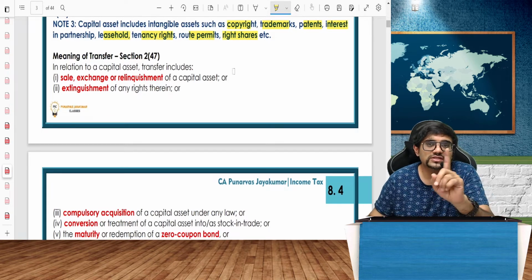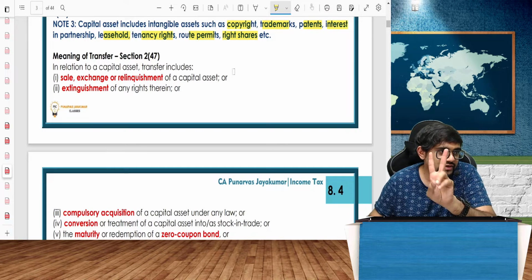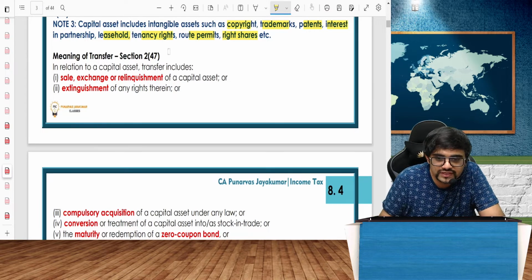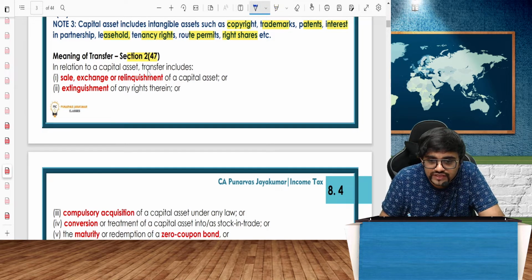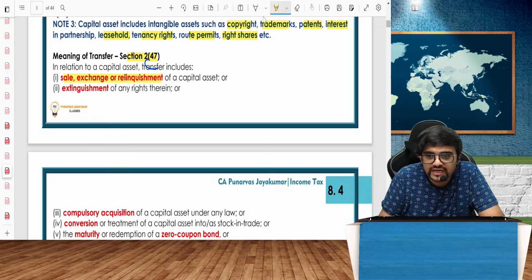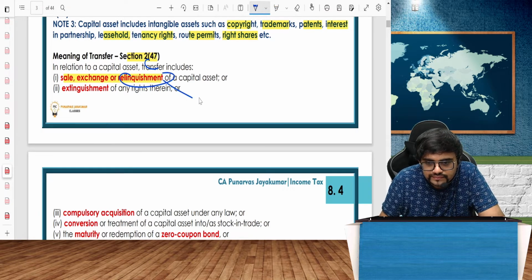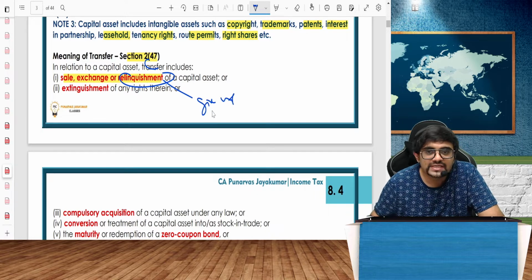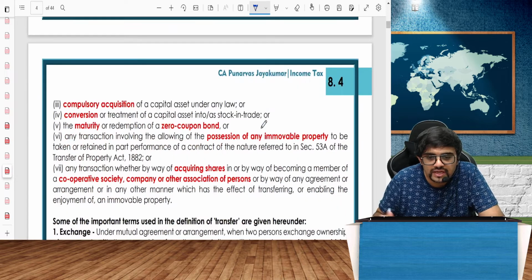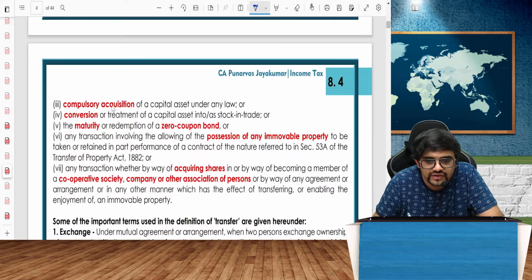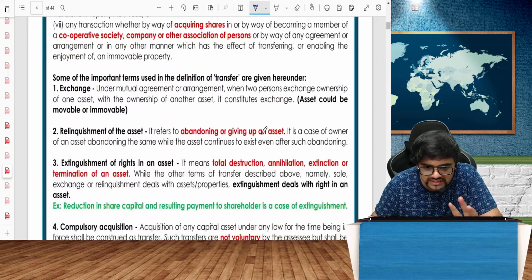Meaning of transfer. One is capital asset. Second one is transfer. So transfer is defined in section 2(47). In relation to a capital asset, transfer includes, so it's an inclusive definition, sale, exchange or relinquishment. Relinquish means to give up. Sale, exchange, extinguishment of any rights. For everything, I'll give you an example. Compulsory acquisition of a capital asset, conversion of a capital asset into stock in trade, maturity of ZCB, all those things. Let's see one by one.